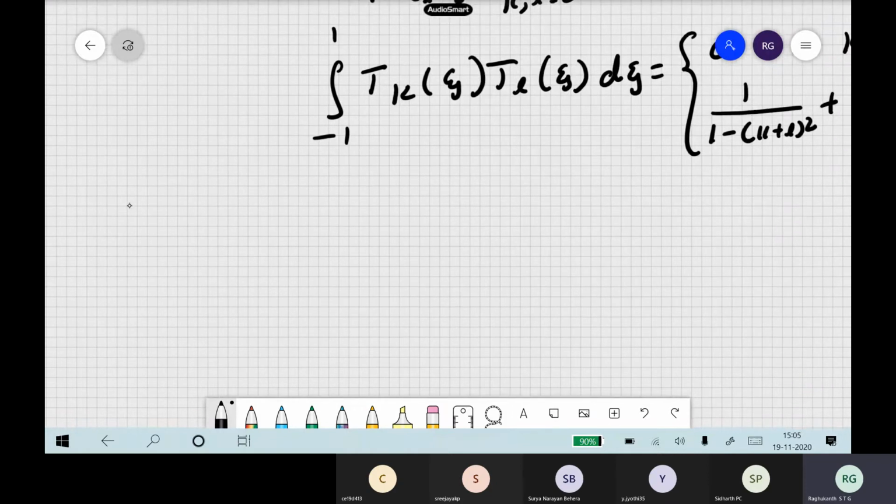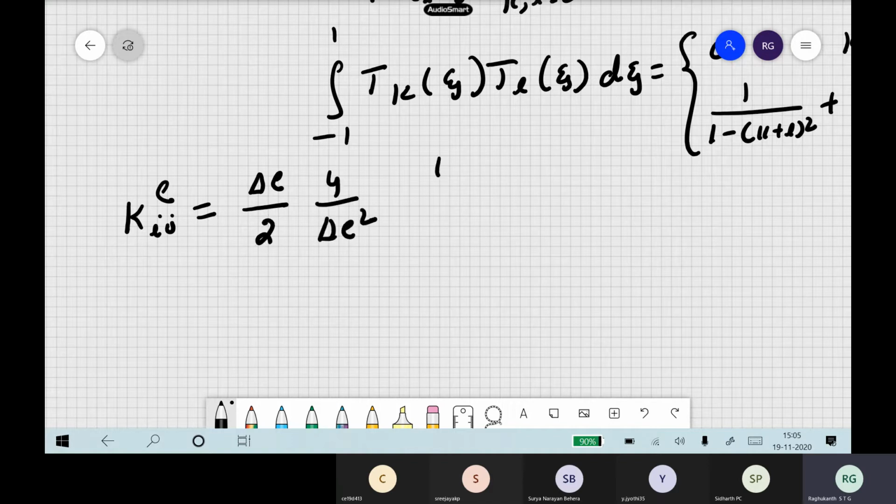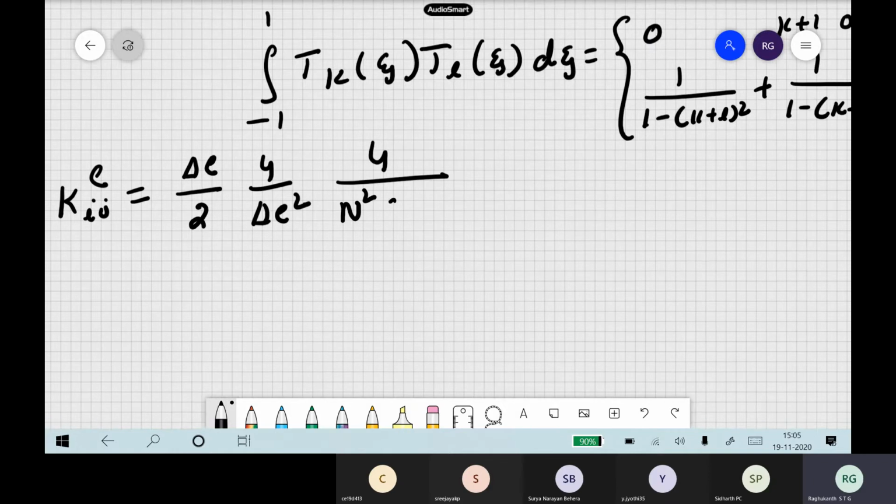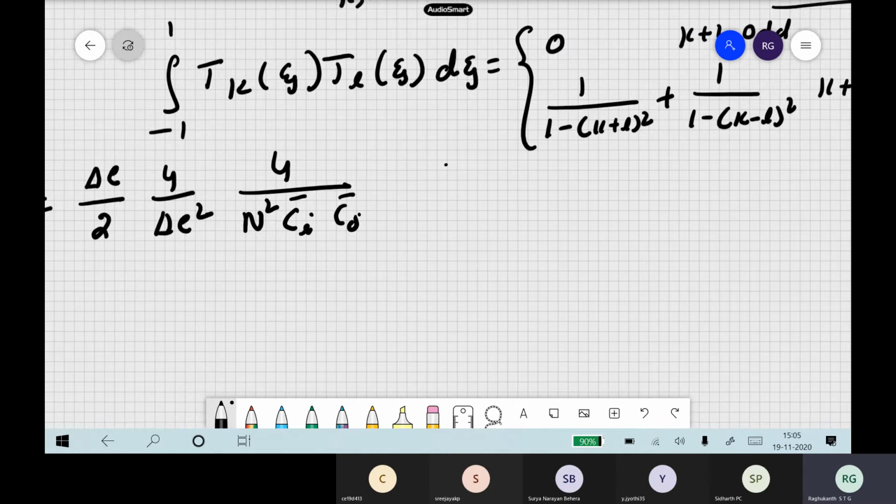Similarly you can also obtain the stiffness matrix. It is straightforward. You have to substitute in those equations. Previously we have used Lagrangian, now you have to use this Chebyshev and use all the properties. So delta E by 2, then 4 by delta E square. If you do all the integrals, you get these expressions, n square, then ci, then cj, where k and l are 0 to n.